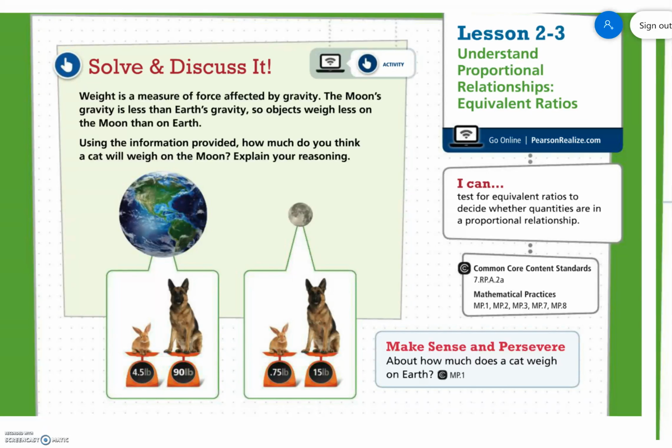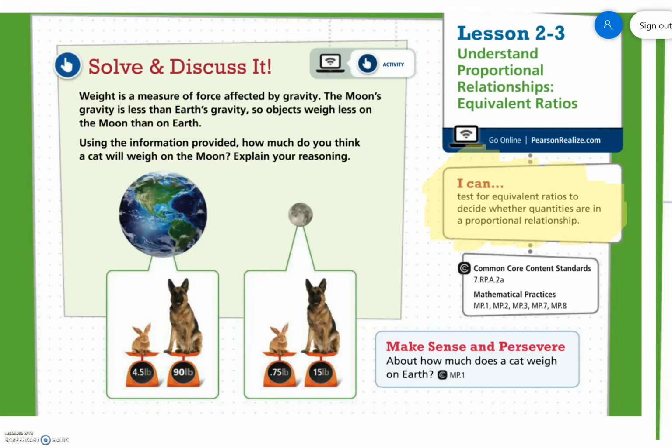Understand proportional relationships, equivalent ratios. By the end of today's lesson, I want you to be able to say, I can test for equivalent ratios to decide whether quantities are in a proportional relationship. Let's solve and discuss it.